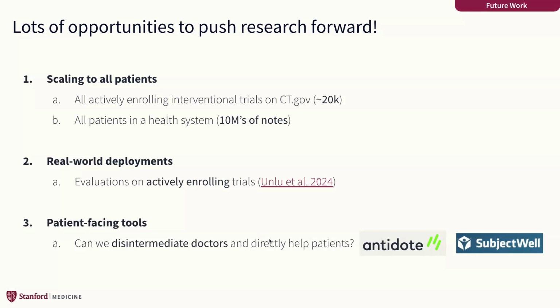And so there's also this whole other world that I haven't talked about, which is patient-facing tools for this. So I'm a patient, or I'm a caregiver, or I'm a family member. How do I find trials to help myself and disintermediate doctors? And so there's a number of companies I've seen that are doing interesting work in this space as well.